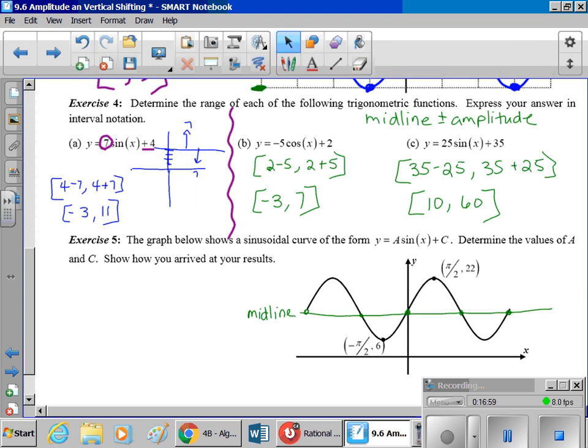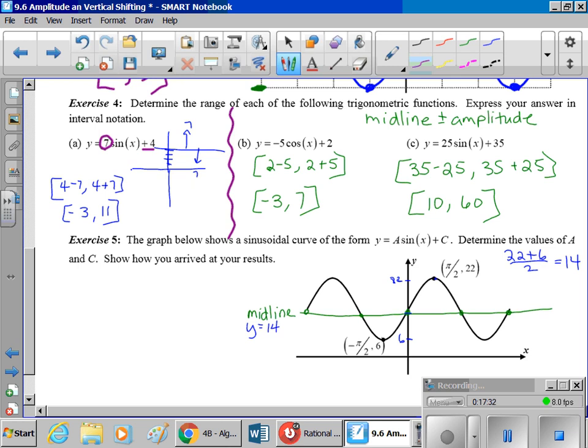Well, if I know this is a 22 and this one down here is at 6, what number is this one? You know it has to be halfway between them, right? So how do you find halfway between? You could count, but you could also use a little statistics to find the average. 22 plus 6 divided by 2 is 28 divided by 2, which is 14. So I know my midline is the line y equals 14.